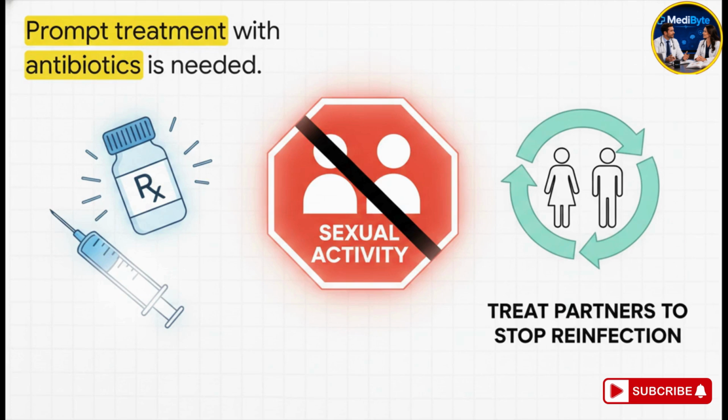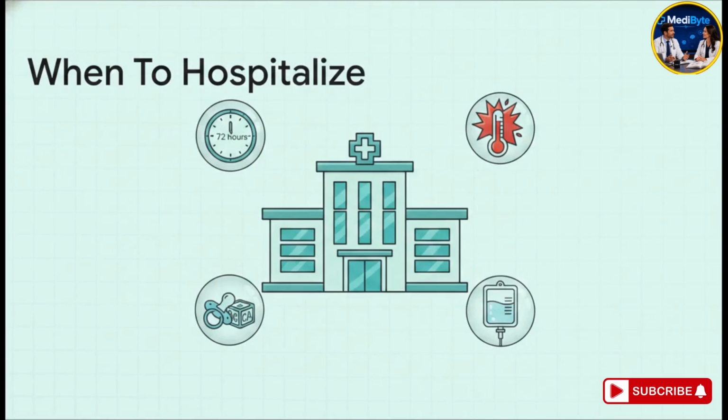Plus, all recent sex partners must be tested and treated. If you only treat the patient and ignore their partner, the infection is just going to bounce right back. Now, while most women can be treated effectively at home, there are specific scenarios where staying in the hospital is mandatory. A patient needs hospital care if their symptoms don't improve within 72 hours of starting medication, if they're spiking a terribly high fever, if they might be pregnant, or if a ruptured abscess is suspected.